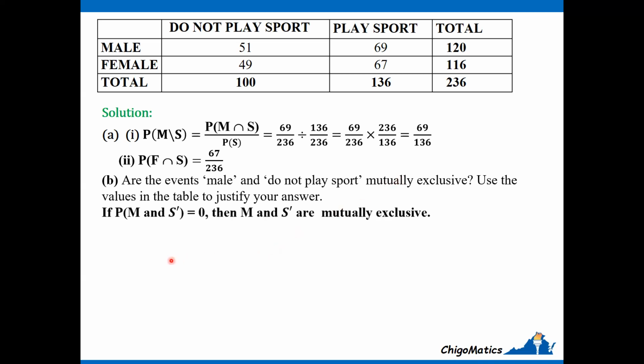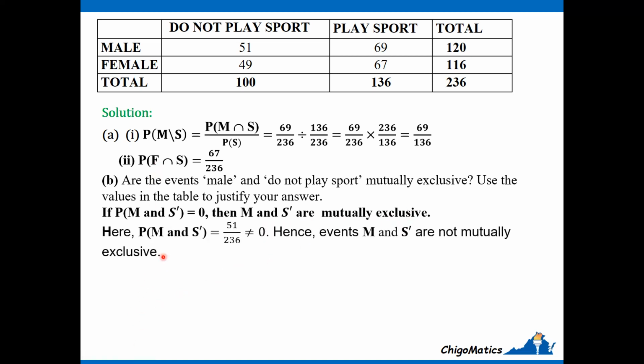So to that, what we are simply going to do is say if we could show that the probability of M and S prime is equal to 0, then we can safely conclude that M and S prime are mutually exclusive, right? So this is our hypothesis and our conclusion. So we work with the hypothesis. Once it is satisfied, then we can conclude that the two sets are mutually exclusive. So straight away, the probability of M and S prime, that is the men who do not play sports, is 51 over the total number of students, which is this probability.